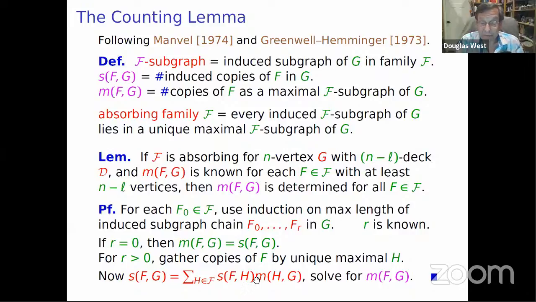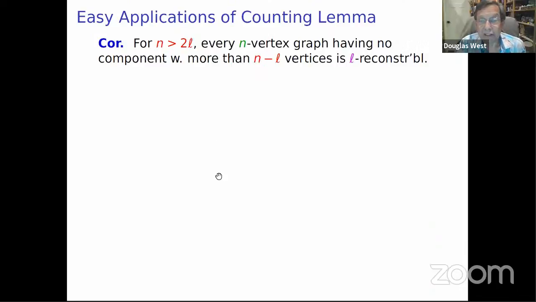When you look at this, any such H is of smaller depth. So we know all the values in this equation except the one we're looking for. So we'll always be able to compute this number for each F in the family. Okay, that's a bit of detail, but let's see why these are useful.